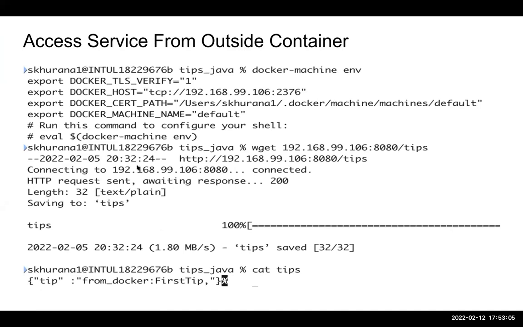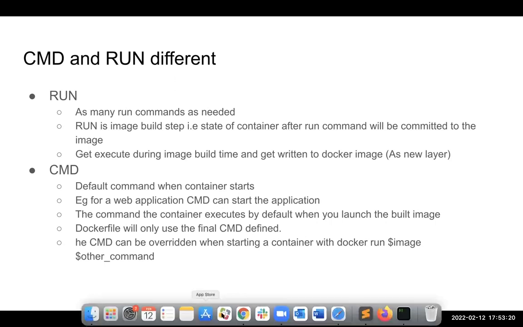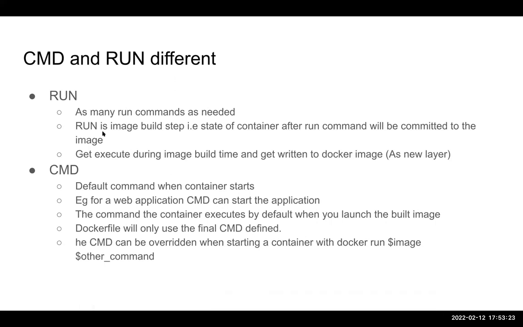So this is the output of what I just showed you. Now, last time when we were discussing the Dockerfile, we discussed two Docker directives, RUN and CMD. I want to explain the difference between RUN and CMD. The difference is that with RUN you can have as many RUN commands as needed.